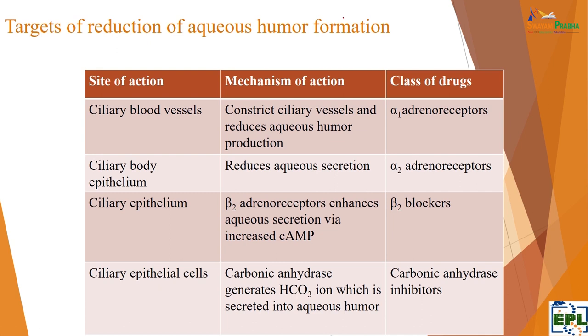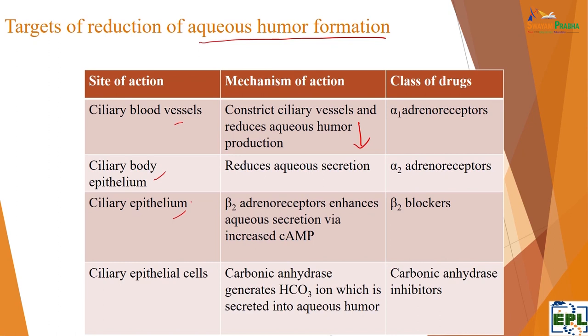Now, the targets for reduction of aqueous humor formation. As we mentioned earlier, in the ciliary body, if you target the site of action at ciliary blood vessels, a drug acting on alpha 1 adrenoreceptors causes constriction of ciliary vessels. If you stimulate alpha 1, it is going to cause constriction of ciliary vessels, and if there is constriction of ciliary vessels, there will be decreased aqueous humor formation. Similarly, a drug acting on alpha 2 adrenoreceptors acts on the ciliary body epithelium and reduces the formation of aqueous humor. Or a beta blocker, given at the ciliary epithelium, reduces aqueous humor secretion via decreased cyclic AMP.